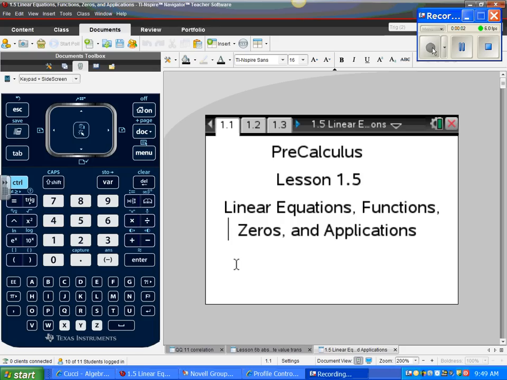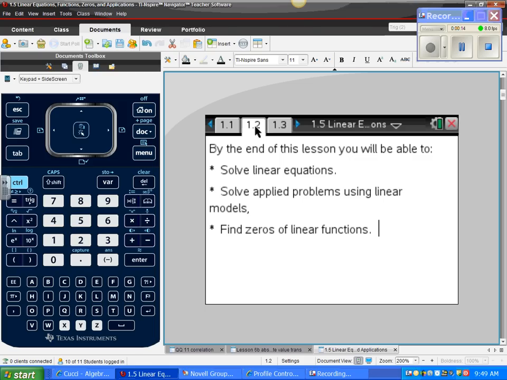Okay, so we're on lesson 1.5. This is for Mrs. Cucci's College Now PreCalculus class. What we're going to be talking about today is linear equations, functions, zeros, and applications. By the end of this lesson, you will be able to solve linear equations, solve applied problems using linear models, and find zeros of linear functions.